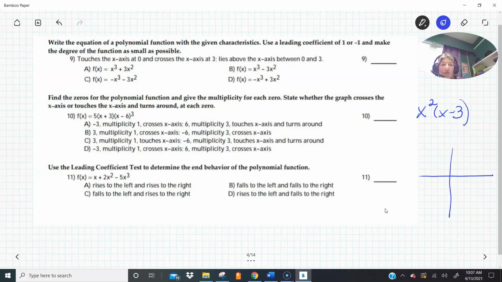So let's see what that would look like. That's the multiplicity of 2 where it touches the x-axis. Here's the multiplicity of 1 for the 0 at 3. It's above the x-axis between 0 and 3, which means it's in this little area. So how do I make that do that? Would it be a positive or a negative in order to go up through this one and back down through that one?